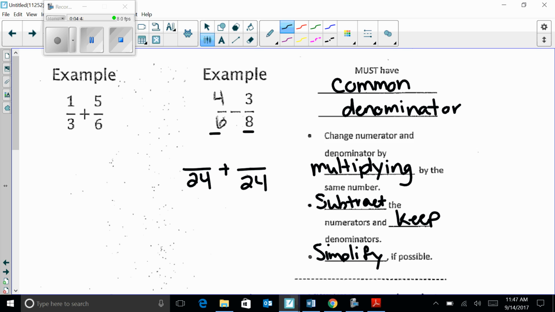Now, you could also turn them into 48. I could have just multiplied 6 times 8 and got 48, and that also would have worked. We just would have had to simplify further at the end.